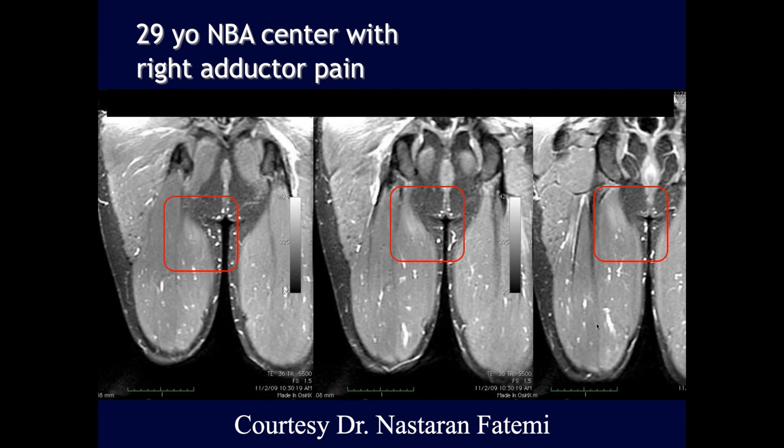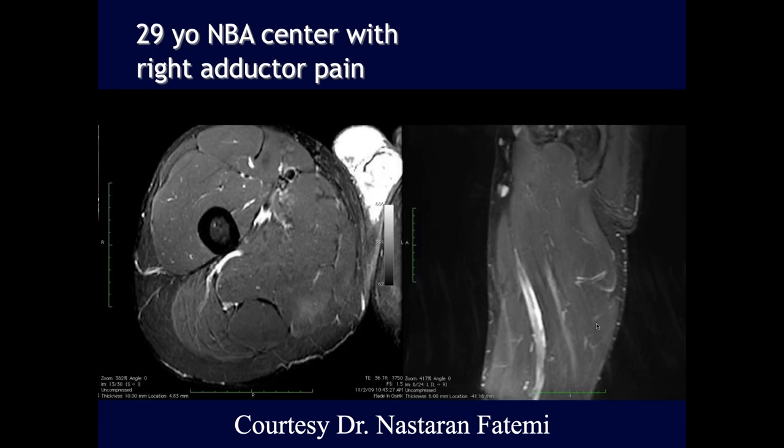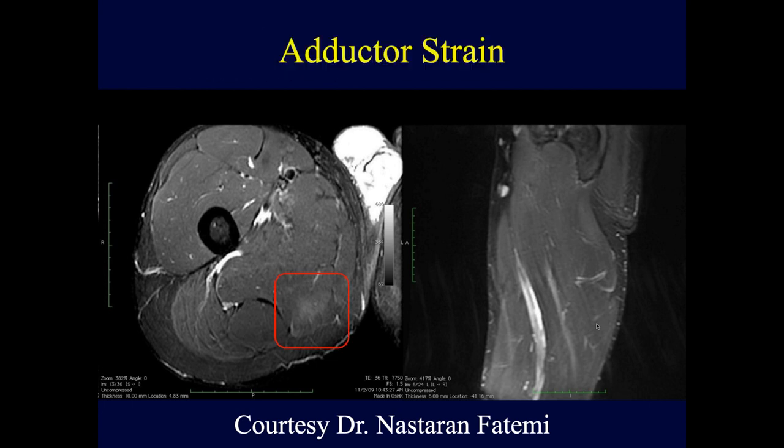Now we have the MRI, which is showing the area that is scanned, and we just see some mild edema within, I think this is the vastus medialis. Or sorry, this is in the adductor. And so we just see some muscular edema in the posterior thigh. And one of the adductors, maybe that's the adductor magnus.